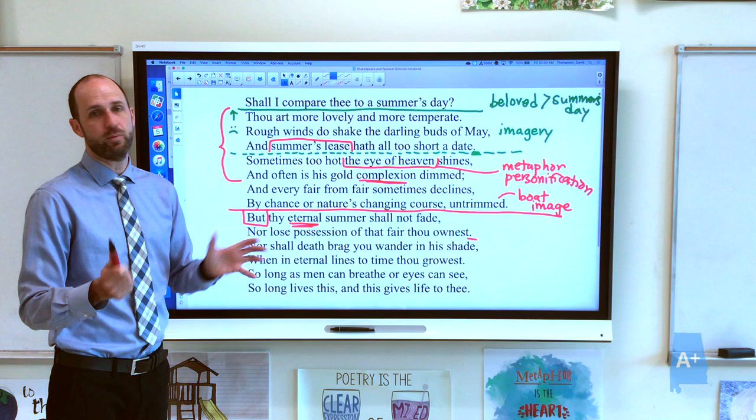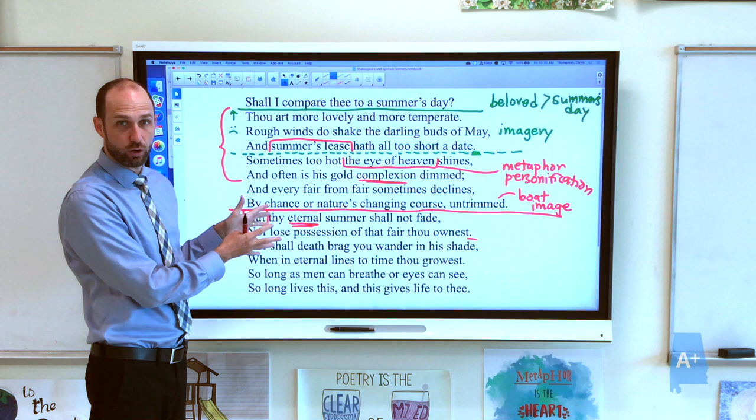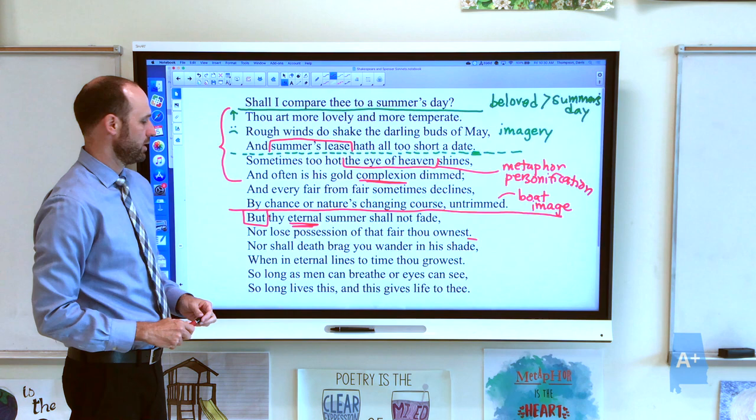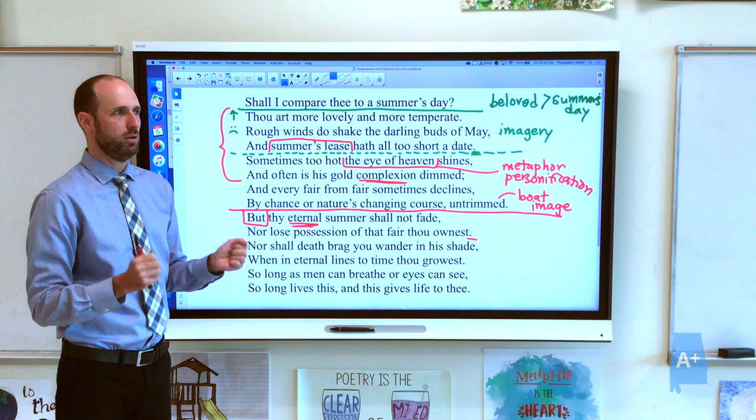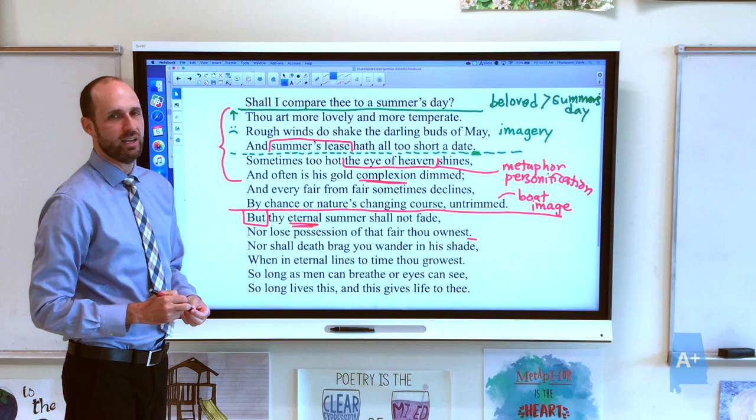But Shakespeare's not done with heightening his rhetoric. Shakespeare, of course, was a very good dramatist, but even in a lyrical poem like this, he amps up the drama. He says, "You will never lose your beauty, and you will never die." I mean, one, it's impossible not to lose your beauty, but two, it's impossible not to die. He says, "Nor shall death brag you wander in his shade." Now notice, that's a nice little personification as well, that death is bragging.